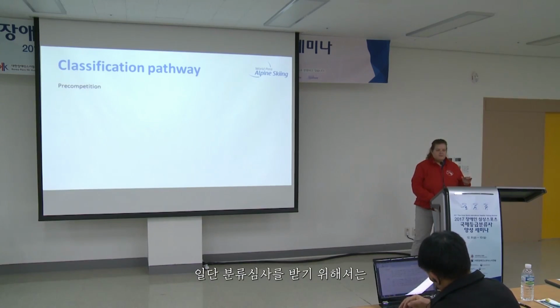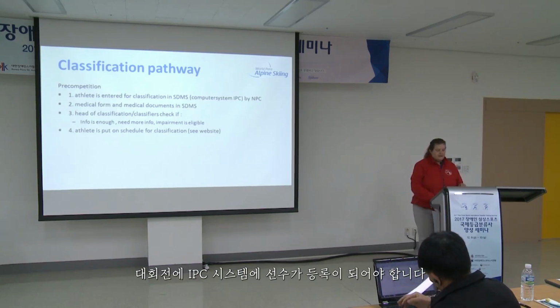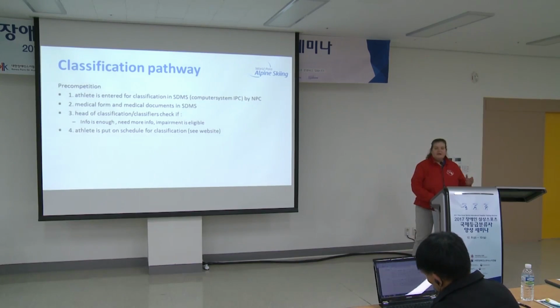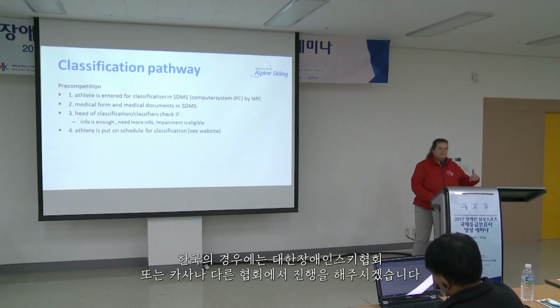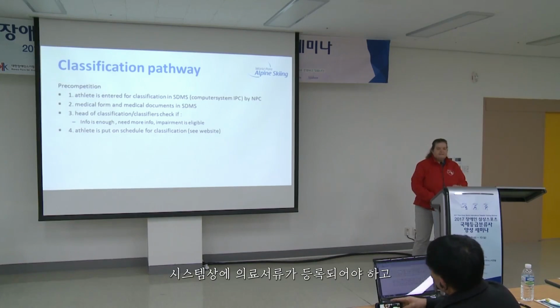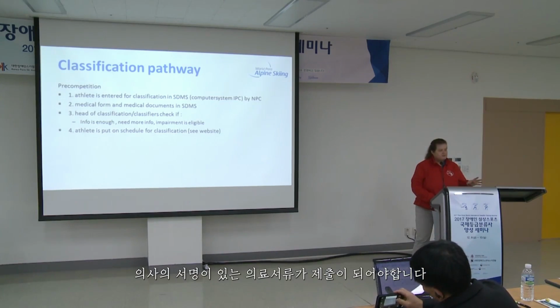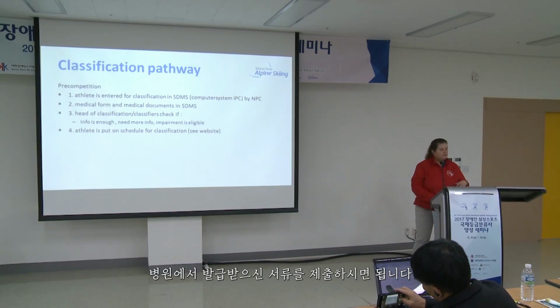First, pre-competition. The athlete is entered for classification in the system of the IPC. That is done by his National Paralympic Committee, so the KPC in this case, or that might be delivered to CASA or the other organization. In the system, we get the medical form. An athlete has to sign and his doctor has to sign, and medical documents like operation documents or from the hospital.